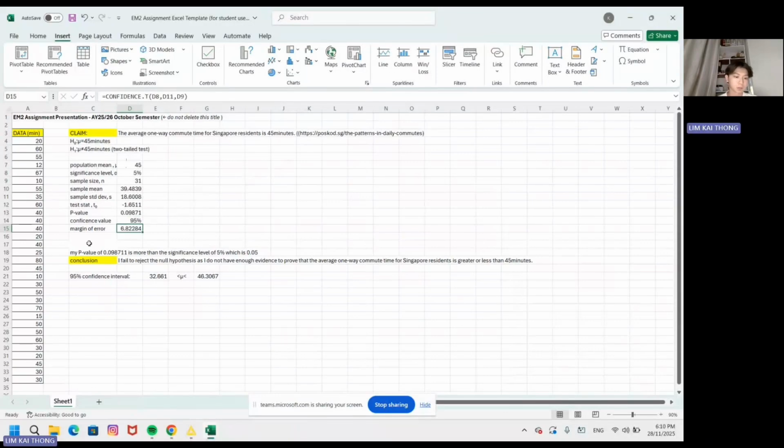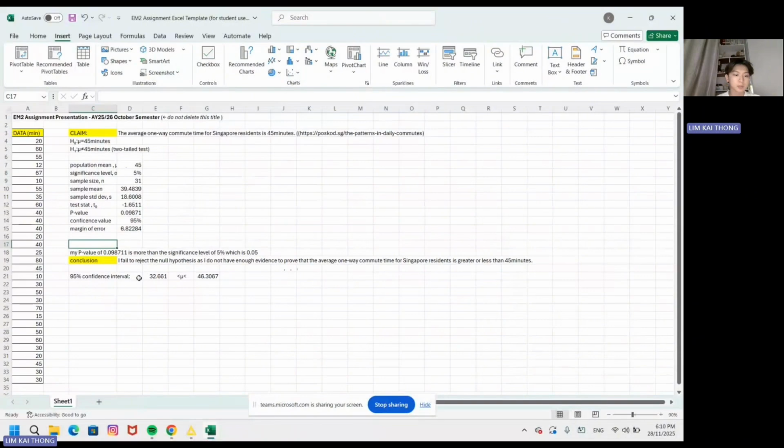So from this set of data, I observed that my p-value of 0.09871 is more than the significance level of 5%, which is 0.05. So from this observation, I can conclude that I fail to reject the null hypothesis as I do not have enough evidence to prove that the average one-way commute time for Singapore residents is greater or less than 45 minutes.